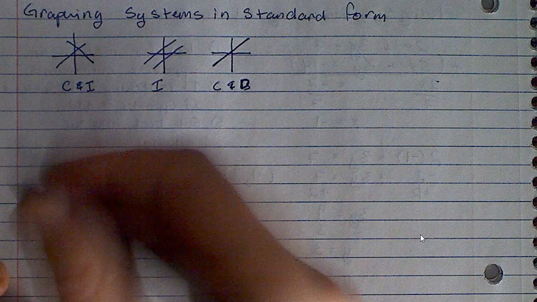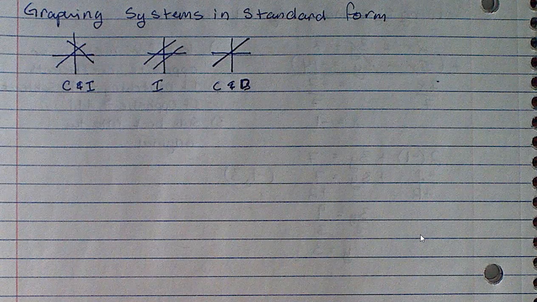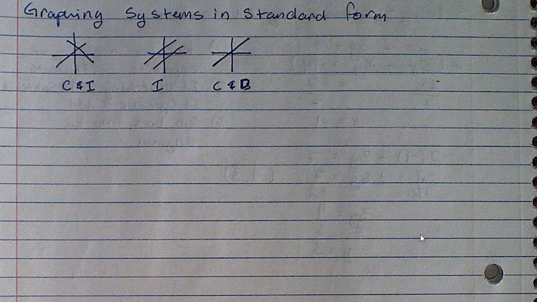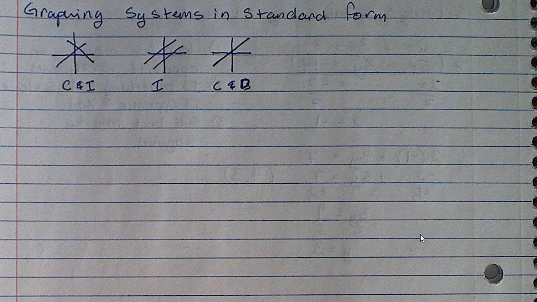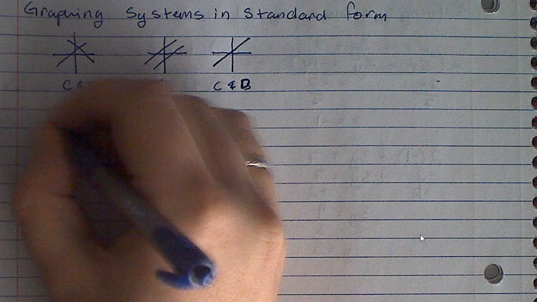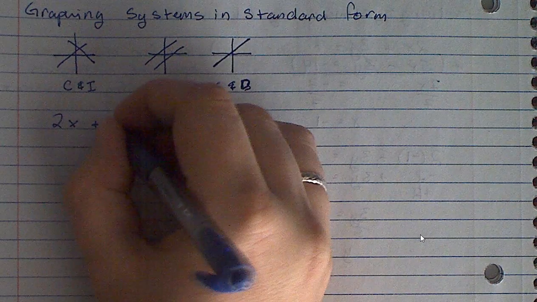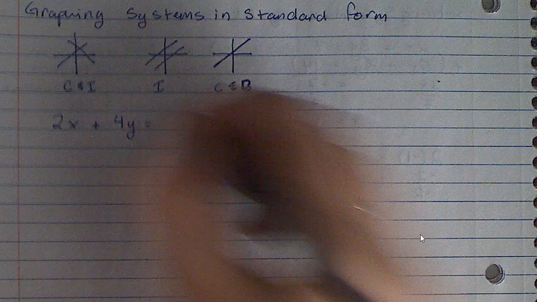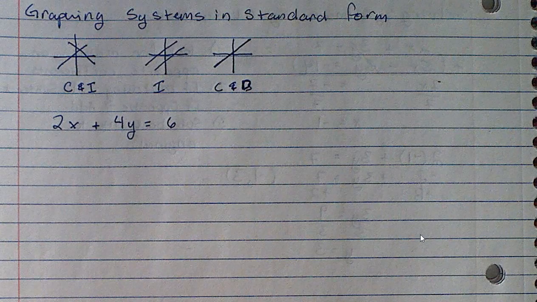So standard form looks like, sorry, give me 1 second. I can't just make these up off the top of my head, otherwise they're going to be super nasty. So let me do, yeah, okay, this will be good. So standard form will be 2x plus 4y is equal to 6. That's an equation of a line that's in standard form.